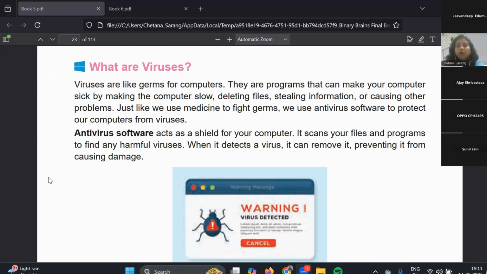Would somebody like to answer? How do these viruses look? Viruses are single cell organisms. Microorganisms. Viruses are single cell, unicellular. Okay. Yeah. But the viruses here mean something different.